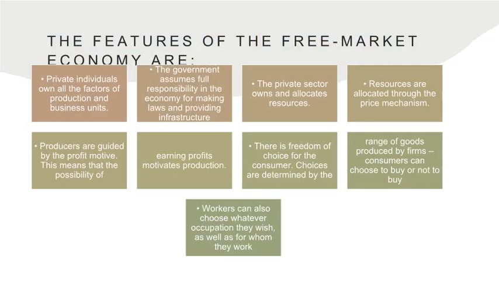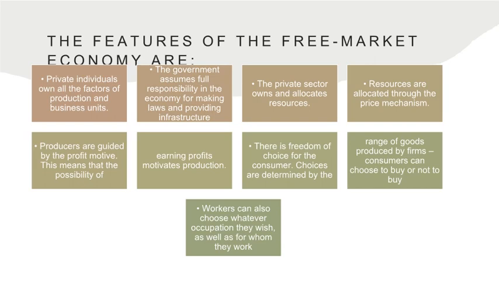The features of the free market economy are: 1. Private individuals own all the factors of production and business units. 2. The government assumes full responsibility in the economy for making laws and providing infrastructure. 3. The private sector owns and allocates resources. 4. Resources are allocated through the price mechanism. 5. Producers are guided by the profit motive. This means that the possibility of earning profits motivates production.